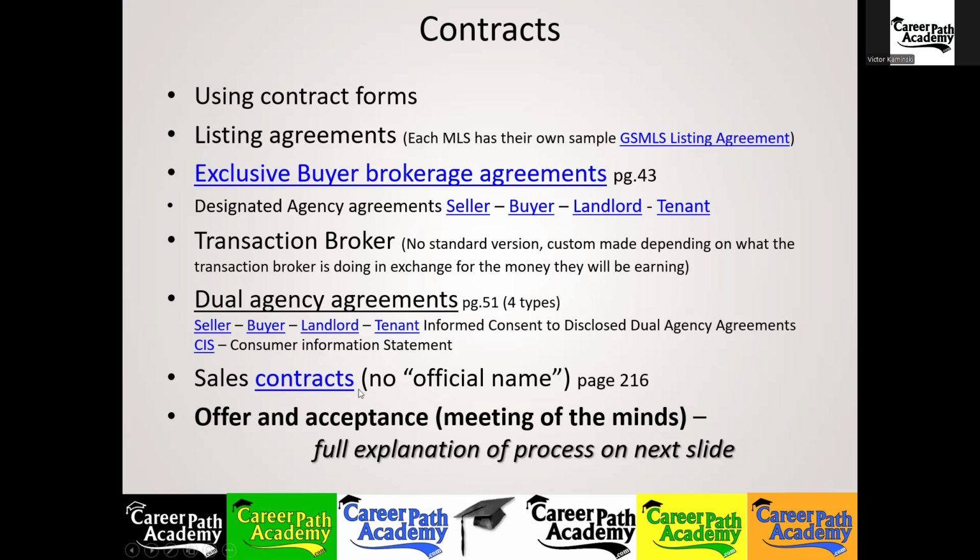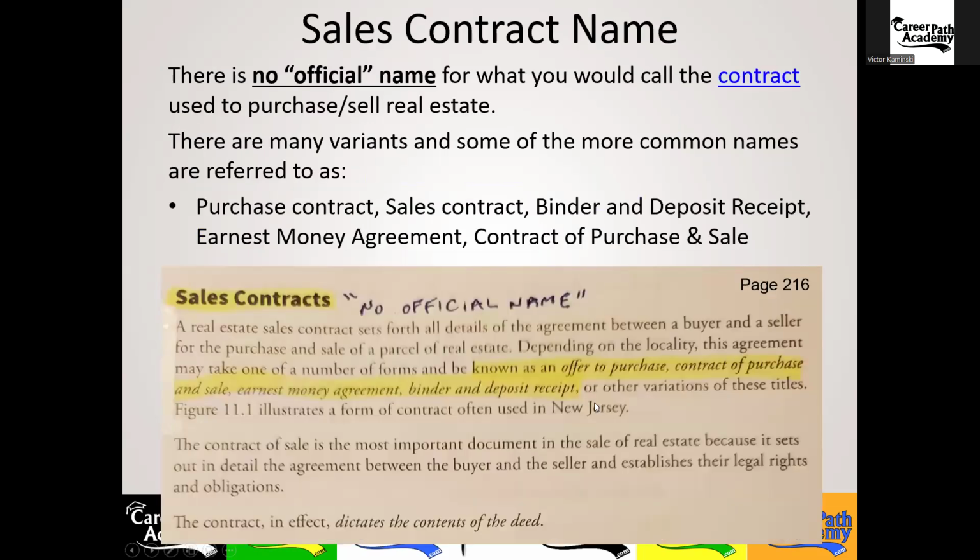Now, there's no official name for the sales contract. You could call it a sales contract. You could call it a purchase contract. It goes by many names. Offer to purchase, offer of purchase and sale, earnest money agreement, binder and deposit receipt. There's no official name is the point there. So call it whatever you want. Just don't be all high and mighty thinking whatever you call it, that's what everybody else needs to call it as well. That's the point that they're getting at here. So I guess there is no real point. Okay, so that is the deal with the sales contract or purchase contract or whatever you want to call it, like I said.